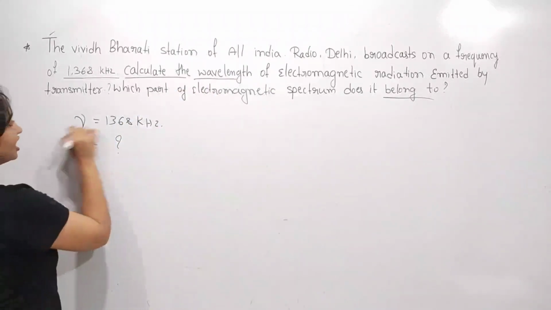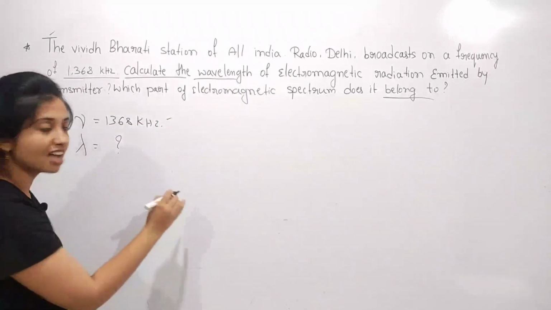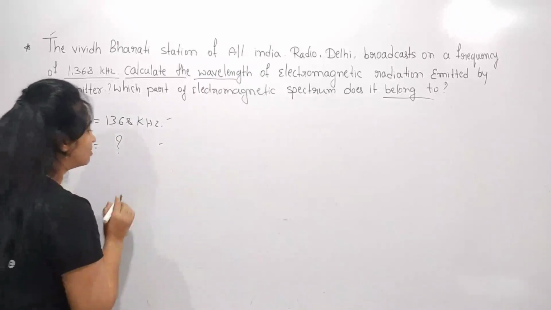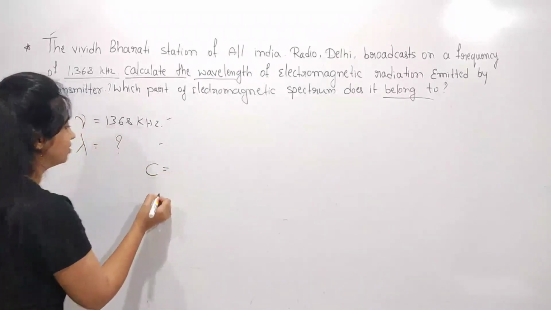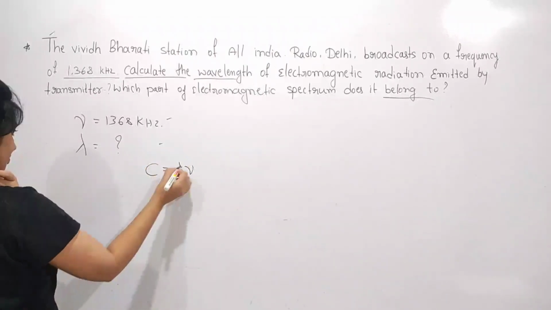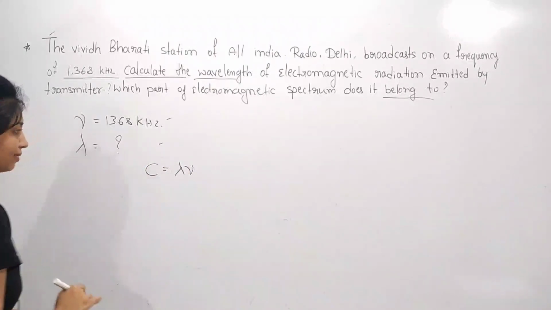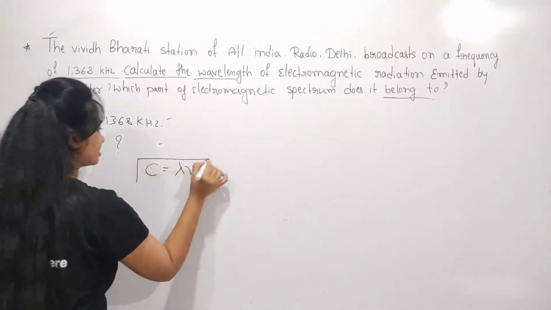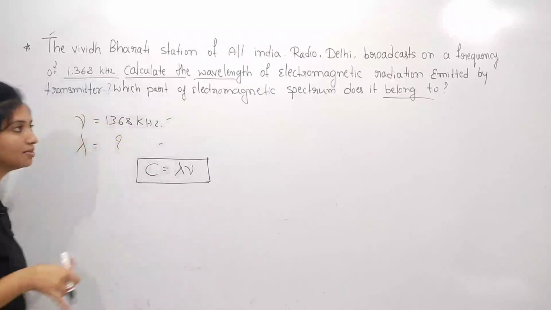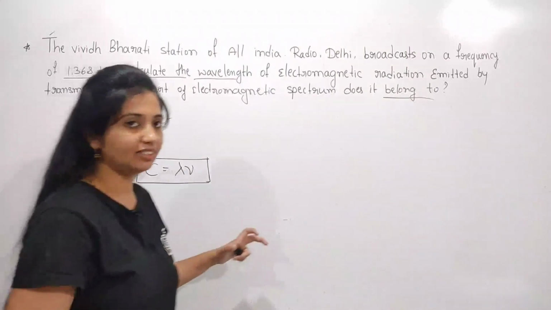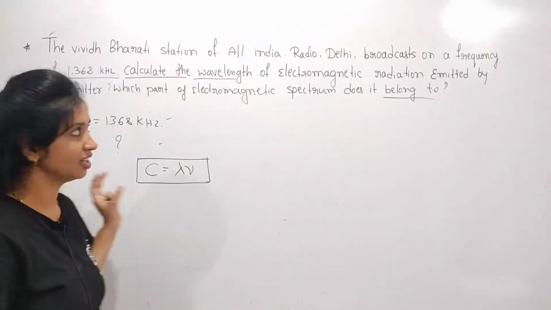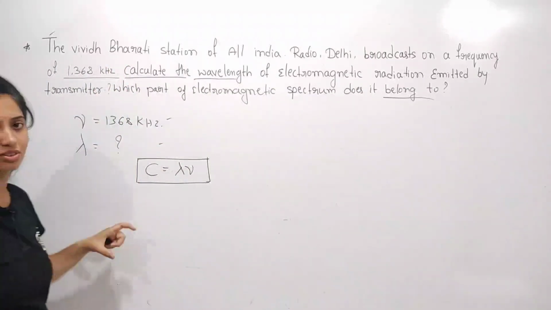They gave us a frequency and asked about the wavelength. You already know this formula: c is equal to lambda nu. Remember this formula, because it helps in all problems related to electromagnetic radiation or electromagnetic waves. This is your NCERT book question.